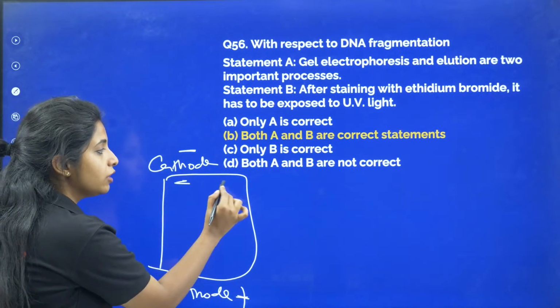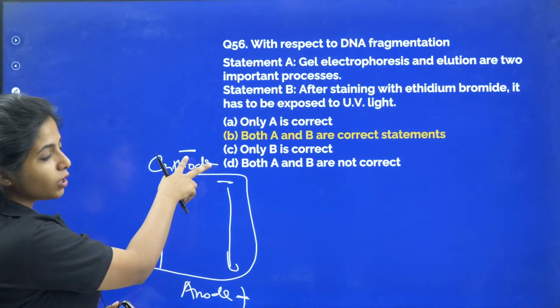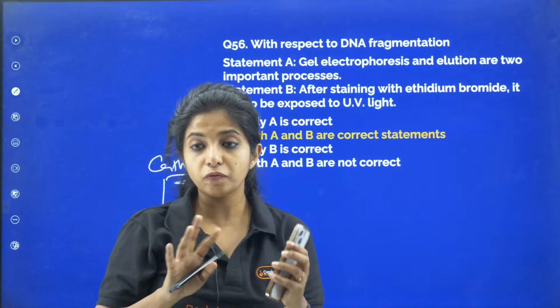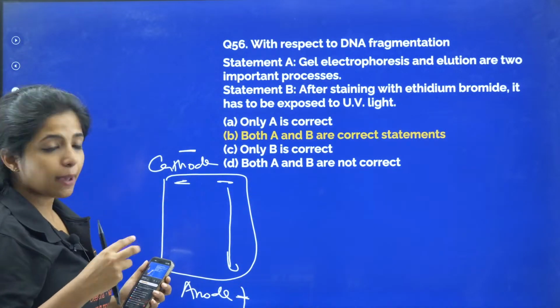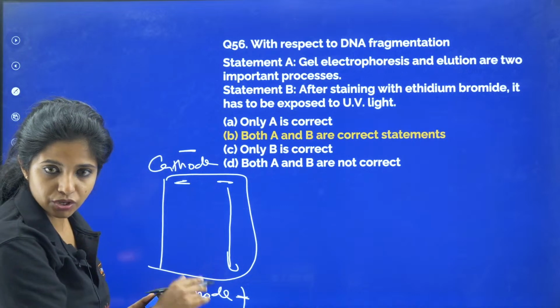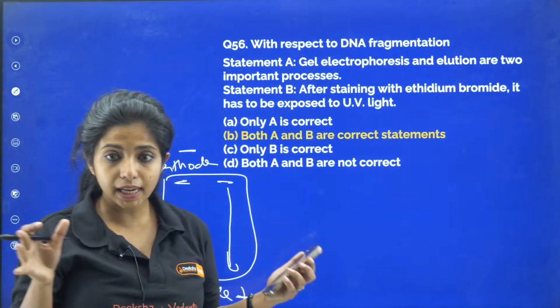And DNA is negatively charged. So it is going to move from the negative to the positive side, because the similar charge would be repelling, right? So it will be moving over here to the anode. Now, what else is happening? The smaller fragments are going to move fast. Always remember that also.